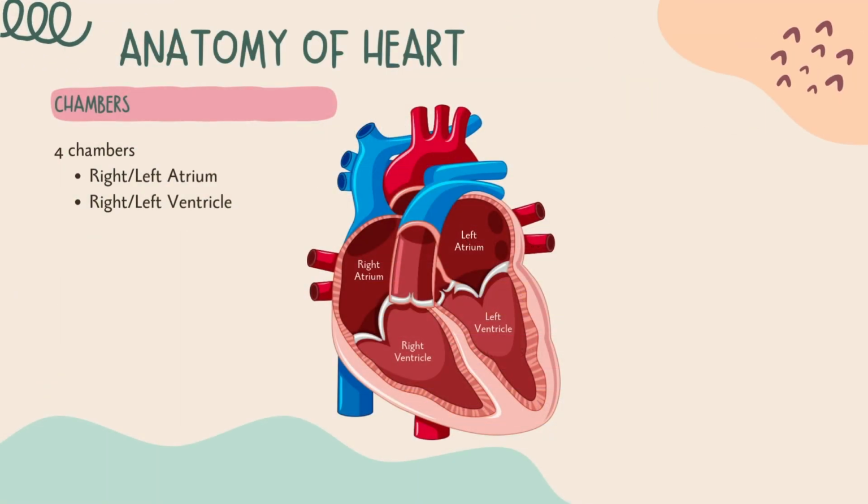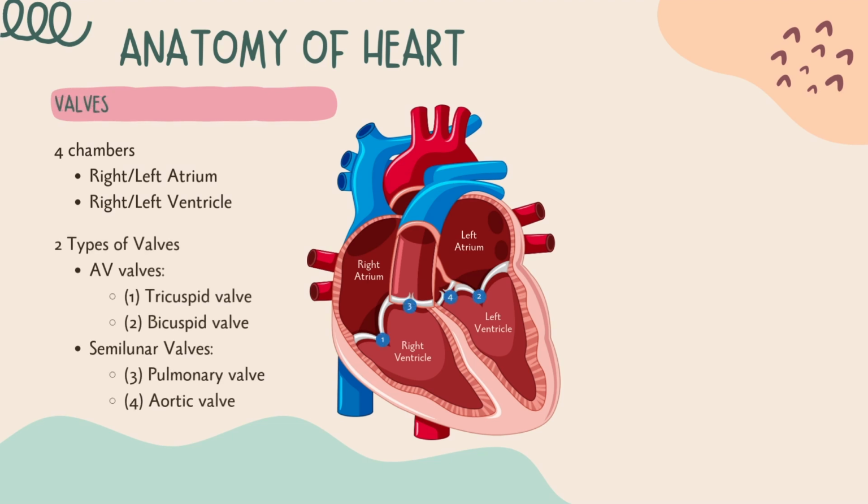First, talking about the anatomy of the heart. So there are 4 chambers. There are the right atrium and left atrium. The atriums are on the top, and you have the right ventricle and left ventricle, which are the bottom chambers of the heart. And the right and left correspond to the patient's right and left.